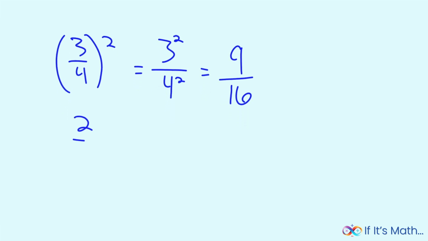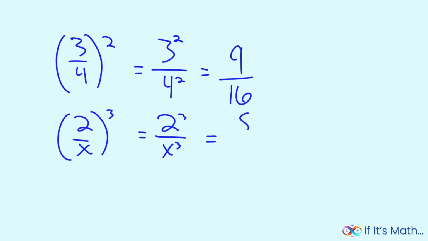If you had 2 over x raised to the third, you would get 2 to the third over x to the third. So 2 times 2 is 4 times 2 is 8. So you have 8 over x to the third.